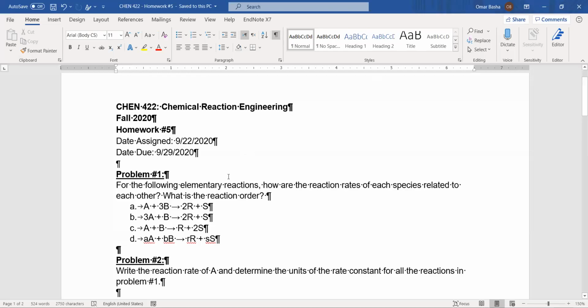Okay, let's start doing the homework. Homework number 5. So yeah, there are 10 problems in this homework. They're basically a revision, or just to help you recall some of the concepts.